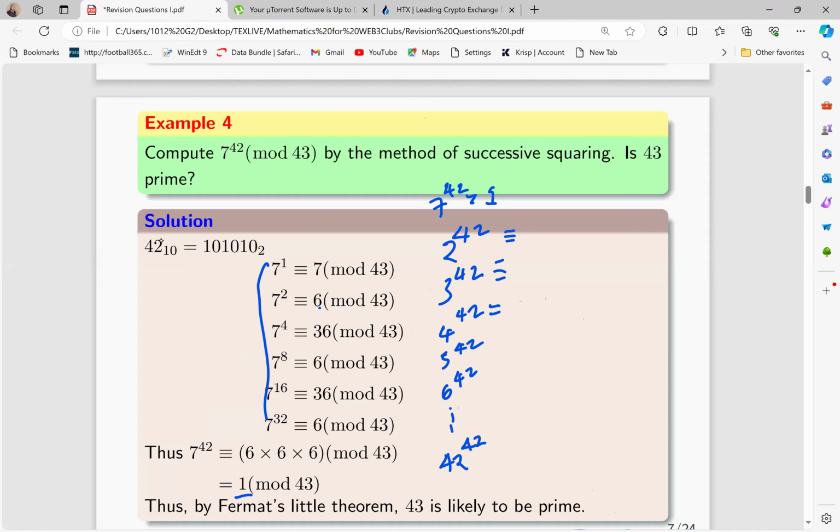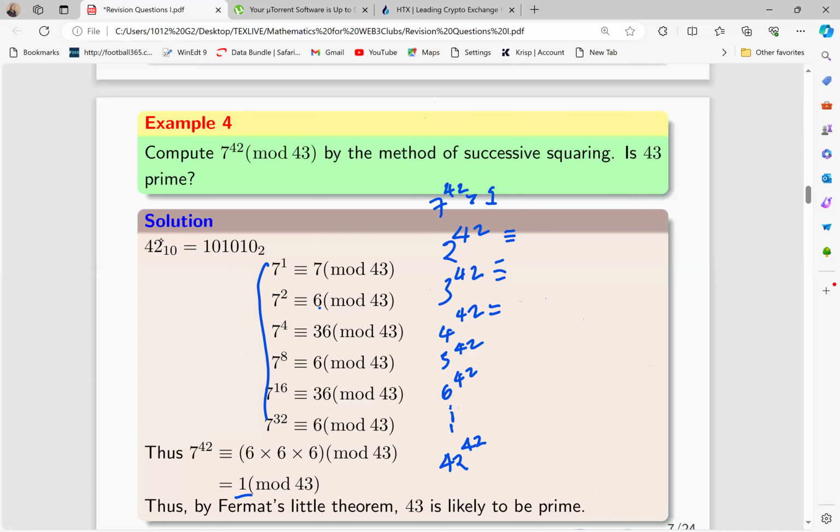Is that okay? That's how you confirm: you test all of them. But only one has given us 1, so we are saying that this number is likely to be prime. You can only be sure once you test all the remaining. You already tested 7, so test 6, test 8, test 9, test 10, test 11, all the way up to 42 raised to 42. That you can do using a program.